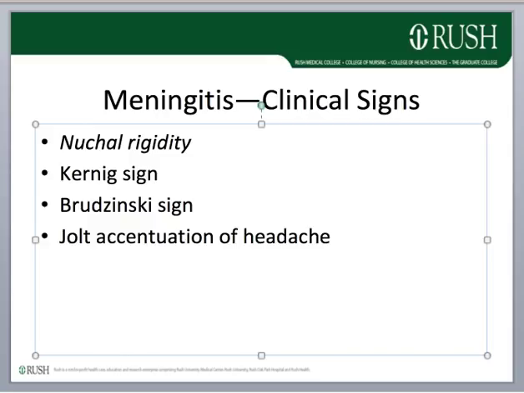Some other important clinical signs are Koenig sign, Brudzinski sign, and jolt accentuation of headache. I'm not going to go into more detail on these, but you can find examples of these on YouTube if you just do a search, or I'm sure you'll be discussing this in the clinical skills portion of this case.